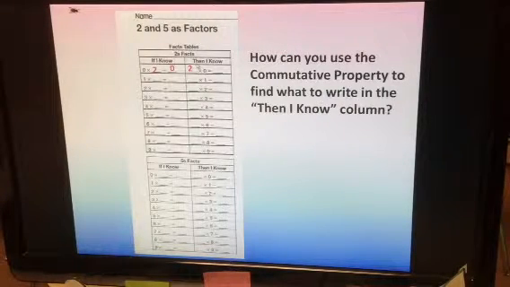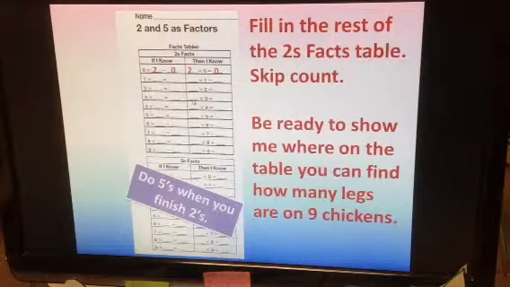We use the commutative property to remember that 0 times 2 is the same as 2 times 0. 1 times 2 is the same as 2 times 1. 2 times 2 is the same as 2 times 2. 3 times 2 is the same as 2 times 3. And when we finished that, we did the 5s.